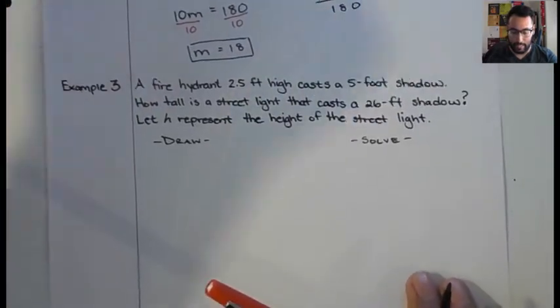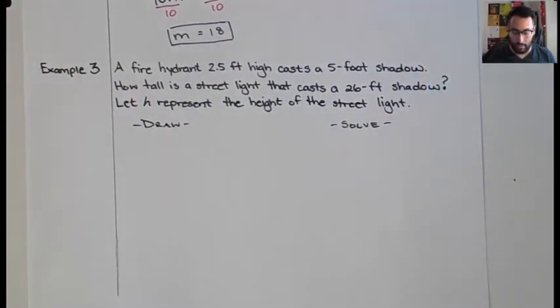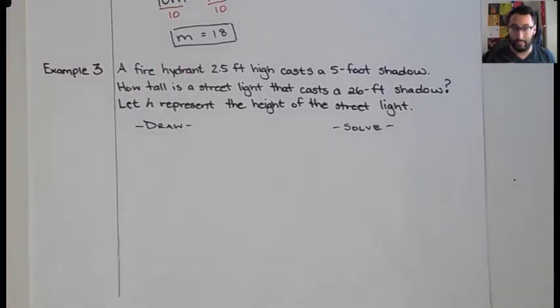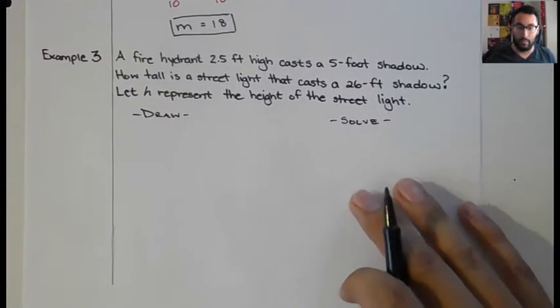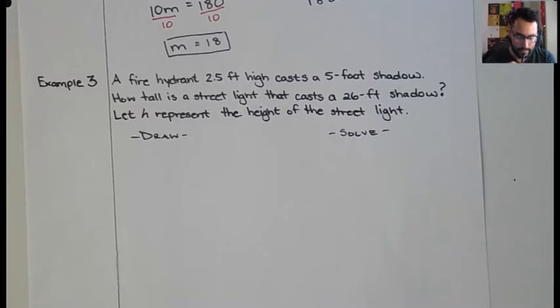All right, let's get to this. So we have a word example. We have 2 parts here. We're going to draw it to kind of figure out what we're going to do here, and then we're going to solve it.